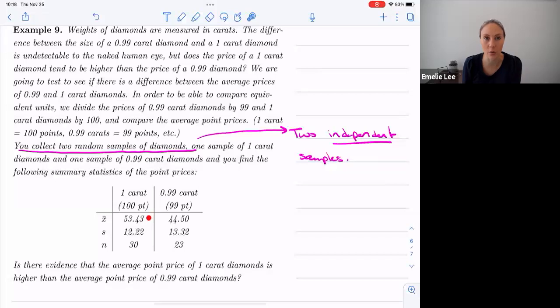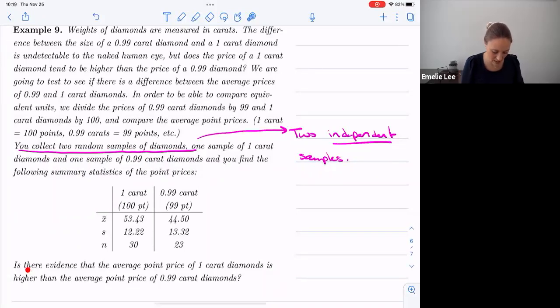Okay, so if a 1 carat diamond has 100 points, then the average point price is 53.43, but there's 100 points. And so each 1 carat diamond, 53.43 times 100 is on average 5,343. Okay, versus on average, right, each point in a 0.99 carat diamond costs 44.50, right? But there's 99 of them, so you'd have to multiply by 99 to get the cost per that diamond, right? The average cost.